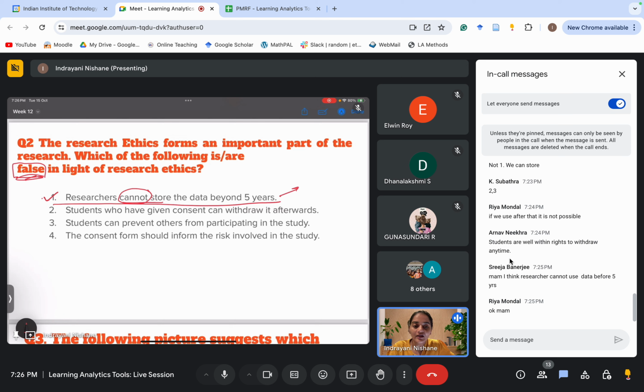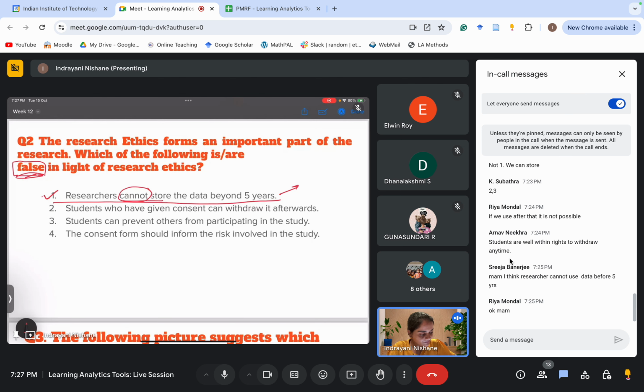But if you are conducting any study in Europe, where the data usage laws are more stringent, they don't allow storage of data beyond 5 years. So you can collect this data from students, but you cannot store it or use it beyond the fifth year of your data collection. So you have to use it before 5 years, not after 5 years. So this thing is false in the EU, but in India this is still fine.